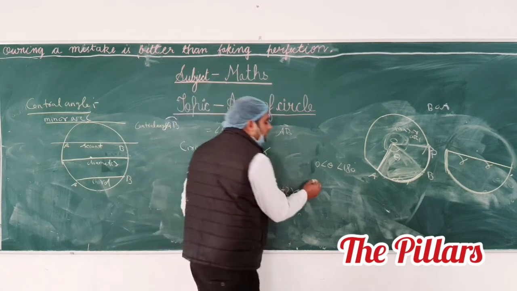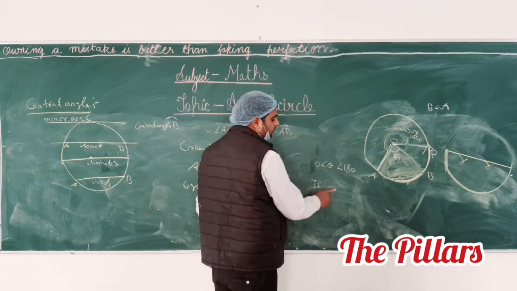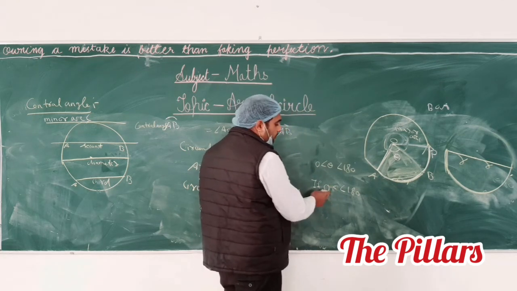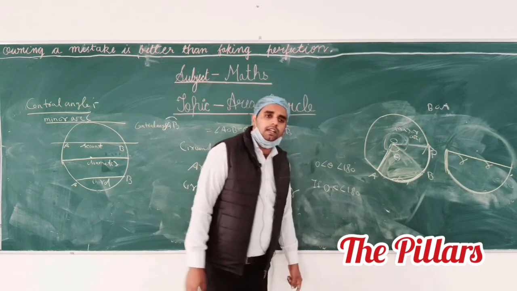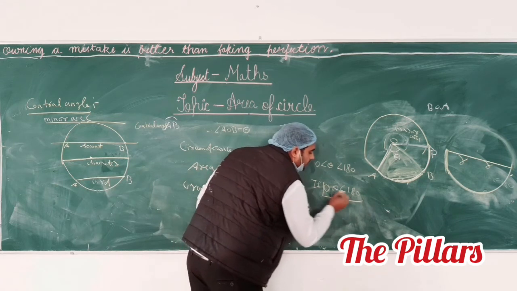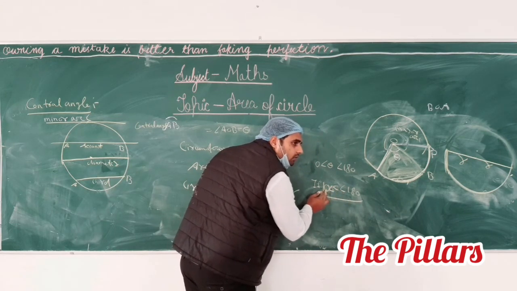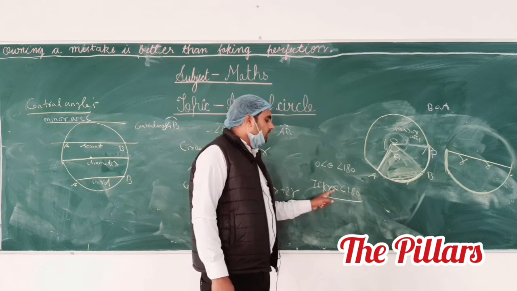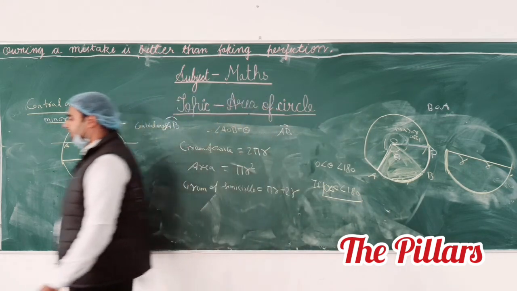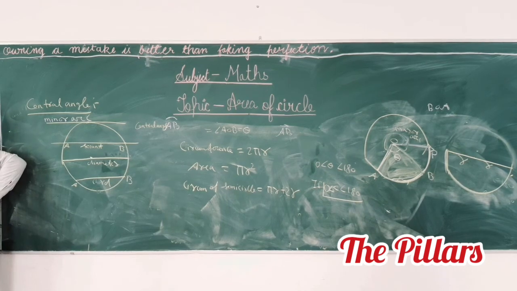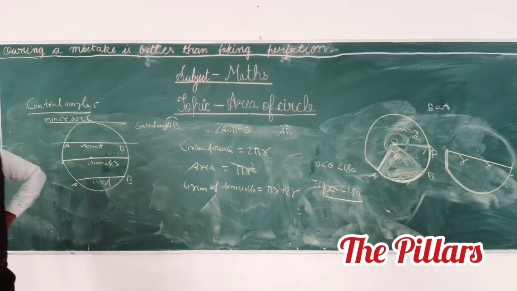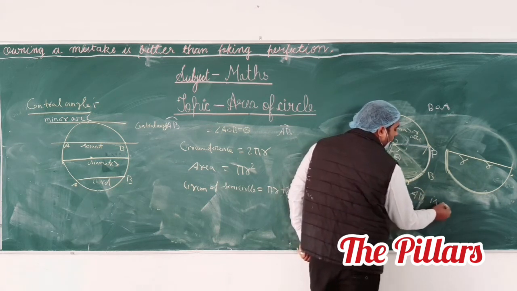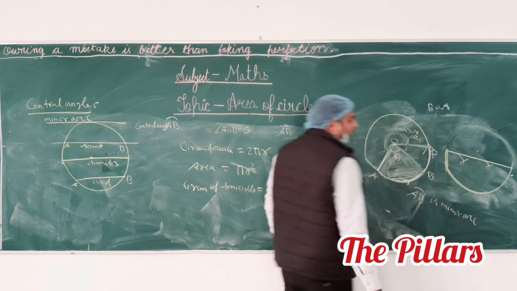Write down, if theta is greater than 0 and less than 180 degrees, it means 0 is less than theta is less than 180 degrees. Then arc AB is a minor arc.